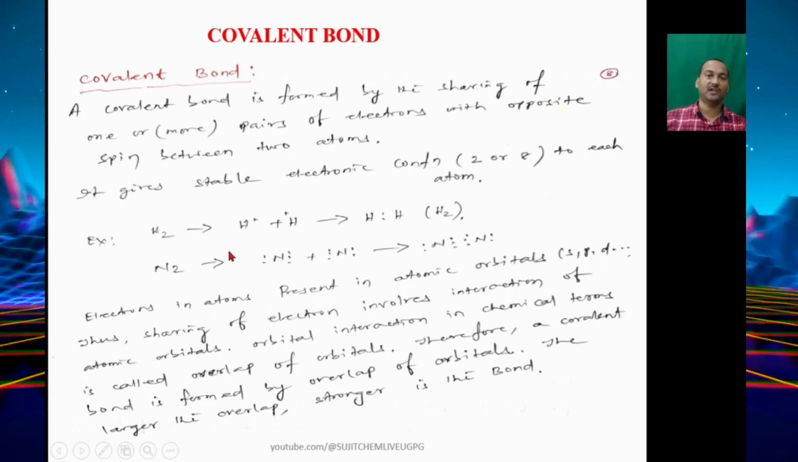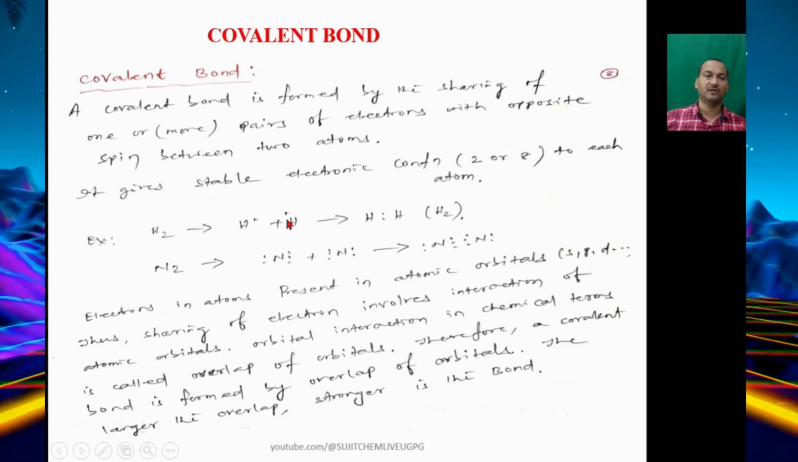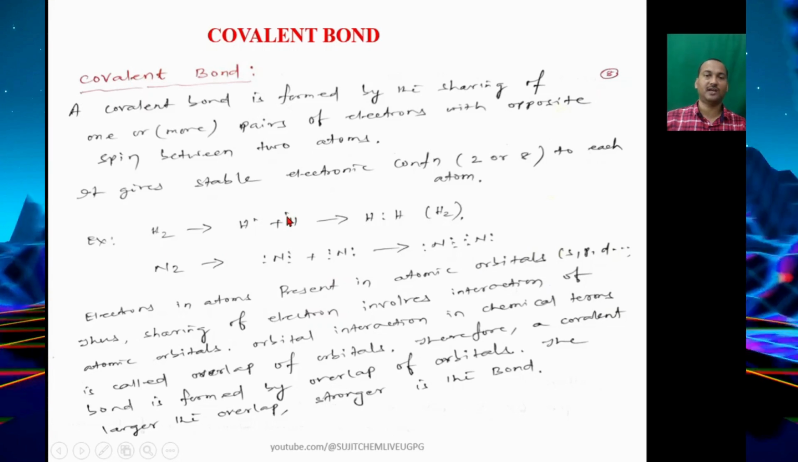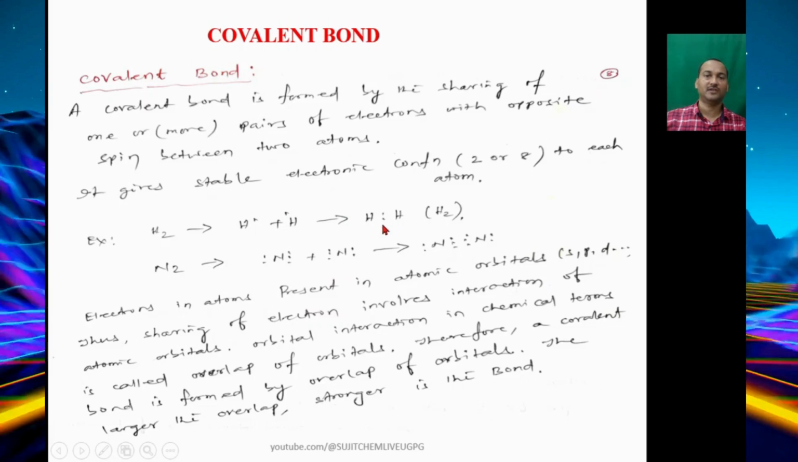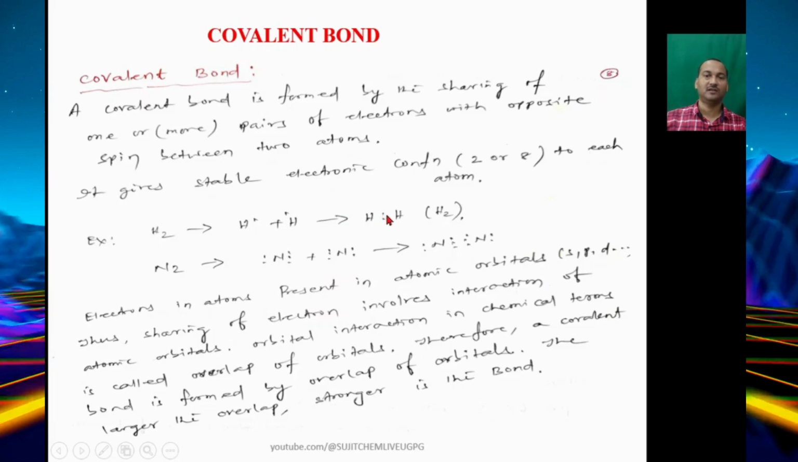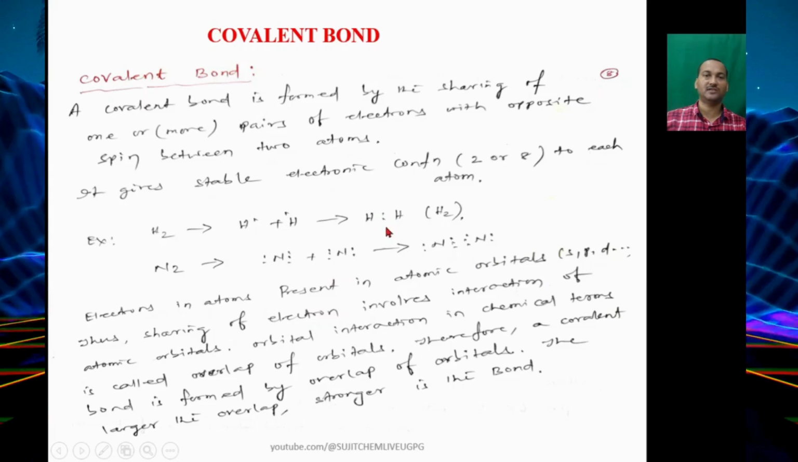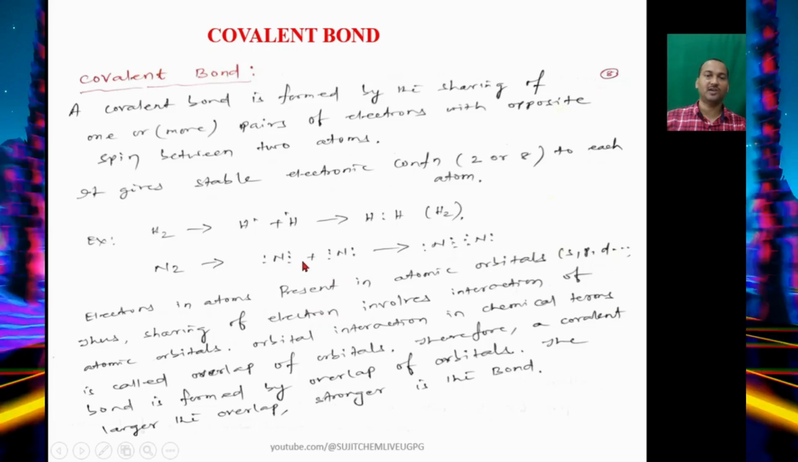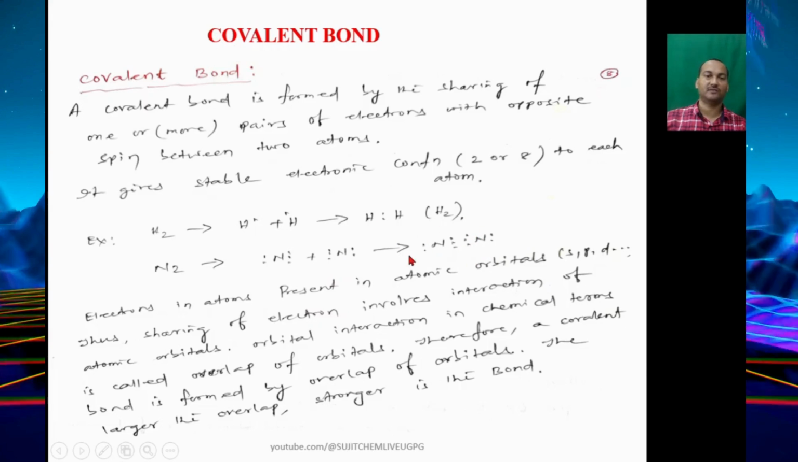So for hydrogen molecule, each hydrogen has one electron, so it is represented by one dot, and the other hydrogen atom has another electron, represented by another dot. So here in the H2 molecule, these two dots are here, so both the electrons are shared by both the atoms. This is otherwise called Lewis structure. Similarly we can have nitrogen molecule, where electrons are shared, giving rise to N2 molecule.